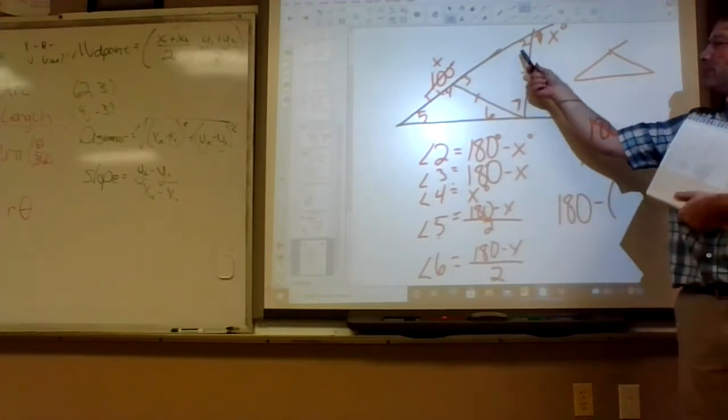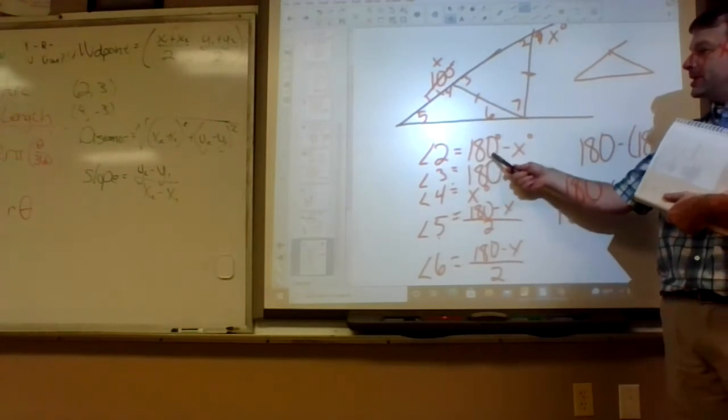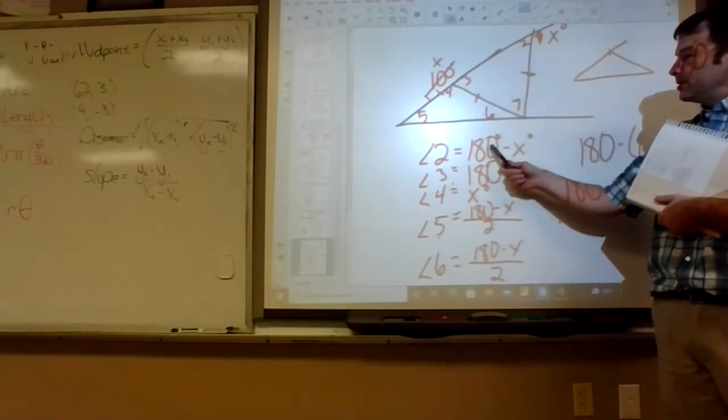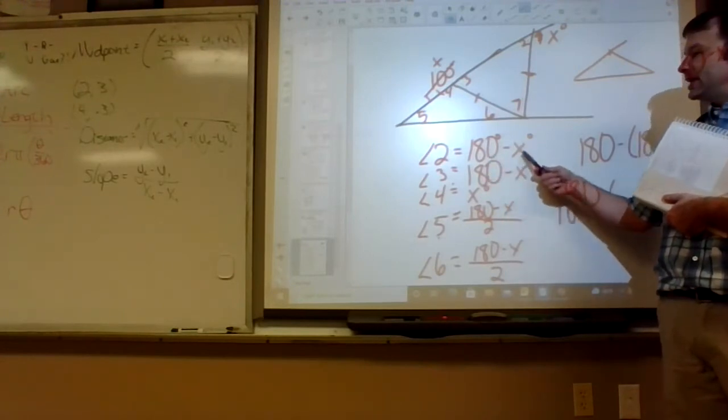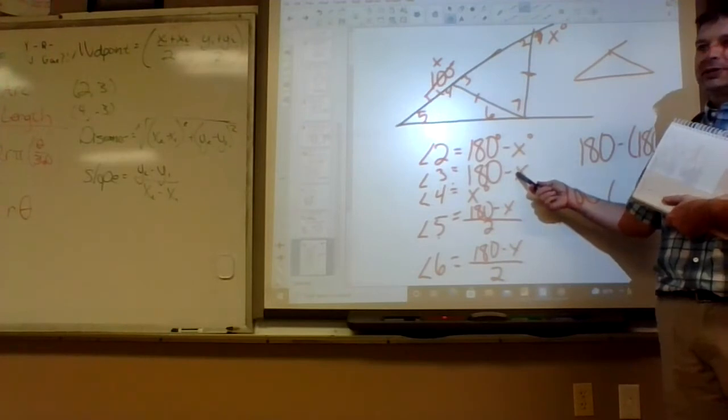Okay. What are these two things added together? This is 2 and 3 right here. What's that plus that together? What's 180 plus 180? 360. What's negative x plus negative x? Negative 2x.